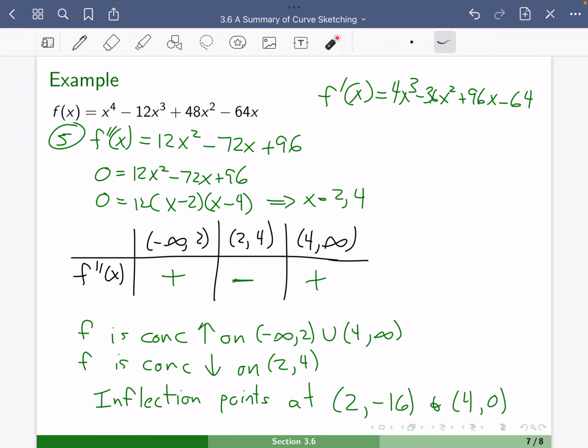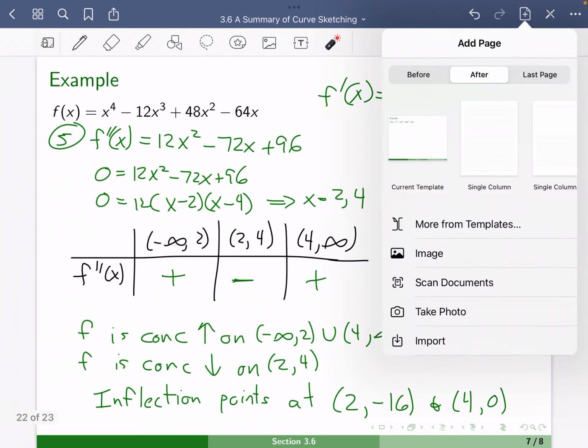So we have inflection points right here when the x value is 2, and plugging that into the original function gives us 2, negative 16. It changes from concave up to concave down, or, wait, concave down to concave up. And then we have going from concave down to concave up here. Oh, so this is concave up to concave down. Yep. So we have inflection points at those two values.